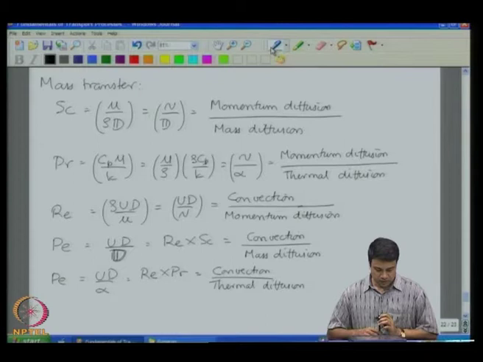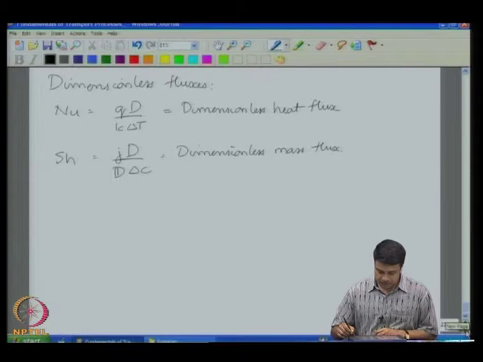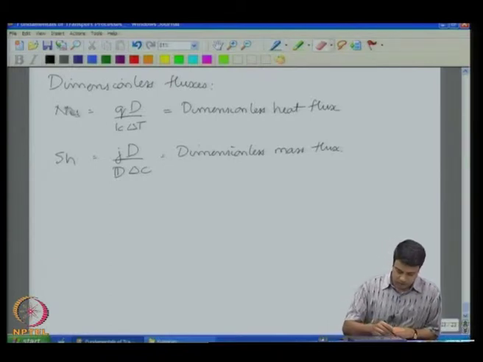So, these dimensionless numbers, the Reynolds number, the Prandtl number and the Schmidt number, give you either the ratios of two different diffusivities or the ratios of convection and diffusion. This will be a recurring theme in the course, the ratio of convection and diffusion or the ratio of two different diffusivities. Of course, there are other dimensionless numbers that are also important for our course. We have seen already some of those.